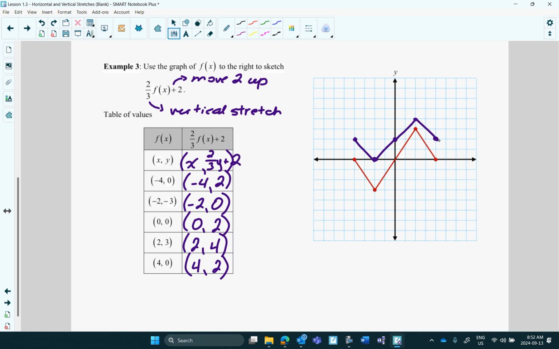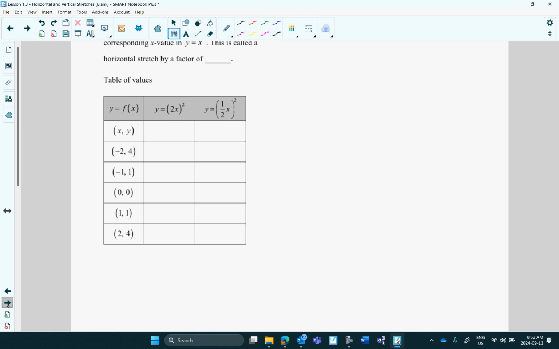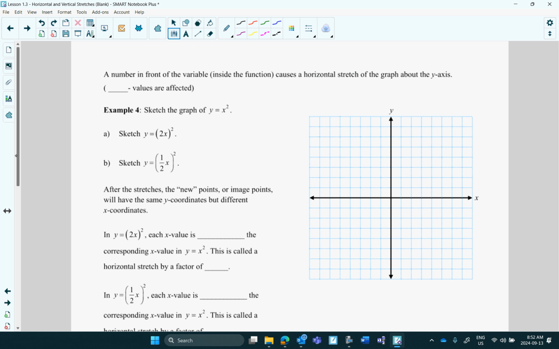Okay. This next part is new because we didn't do it last year. Horizontal stretches. This is a little hard to wrap your head around at first, but you'll get it. Because remember when we did horizontal shifts, if the equation had minus in it, we moved it right. And if the equation had plus in it, we moved it left. So it was kind of like you're thinking opposite. It's kind of that way with horizontal stretches.